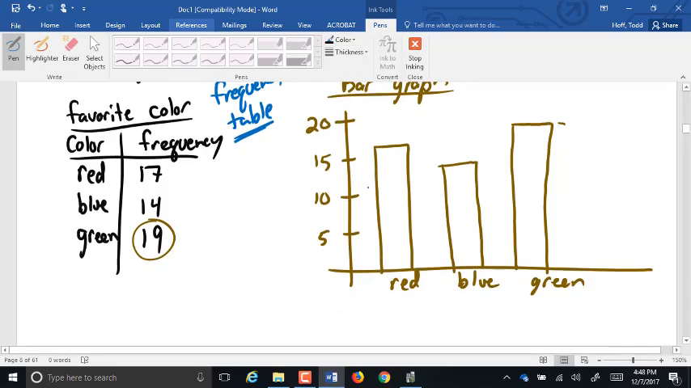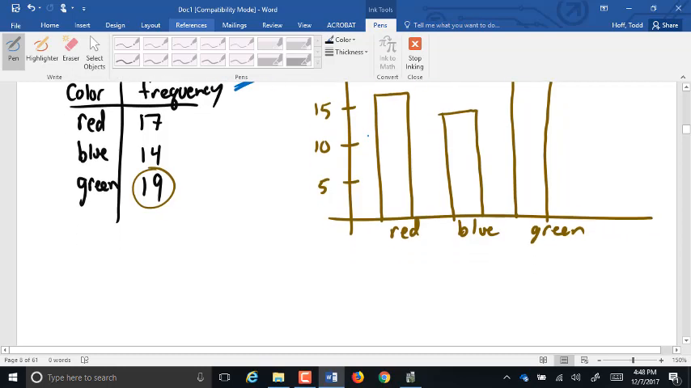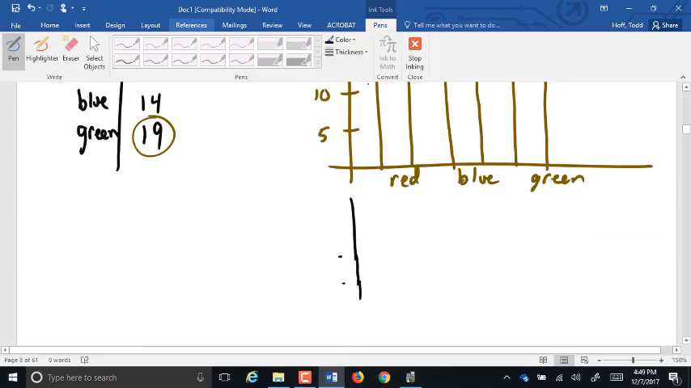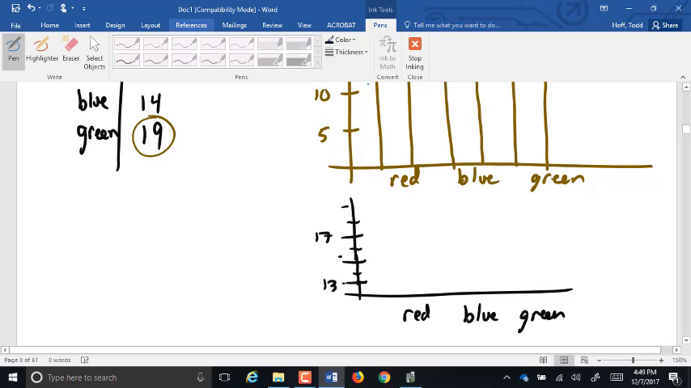Something someone might do is, since nothing's smaller than 14, to make it easier to see the difference between them, they might do this. Red, blue, and green. They might say, let's just start at 13. 14, 15, 16, 17, 18, 19. So red was 17. Blue was 14. Green was 19.